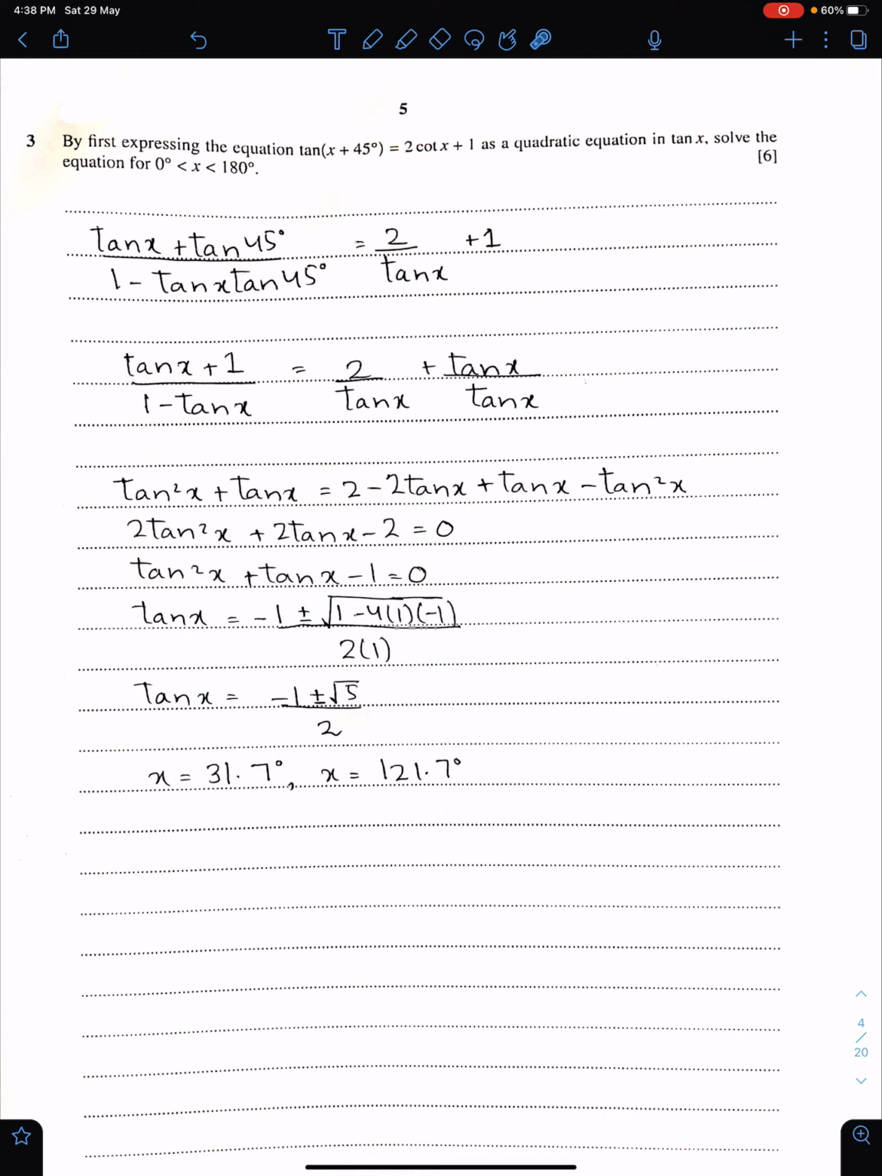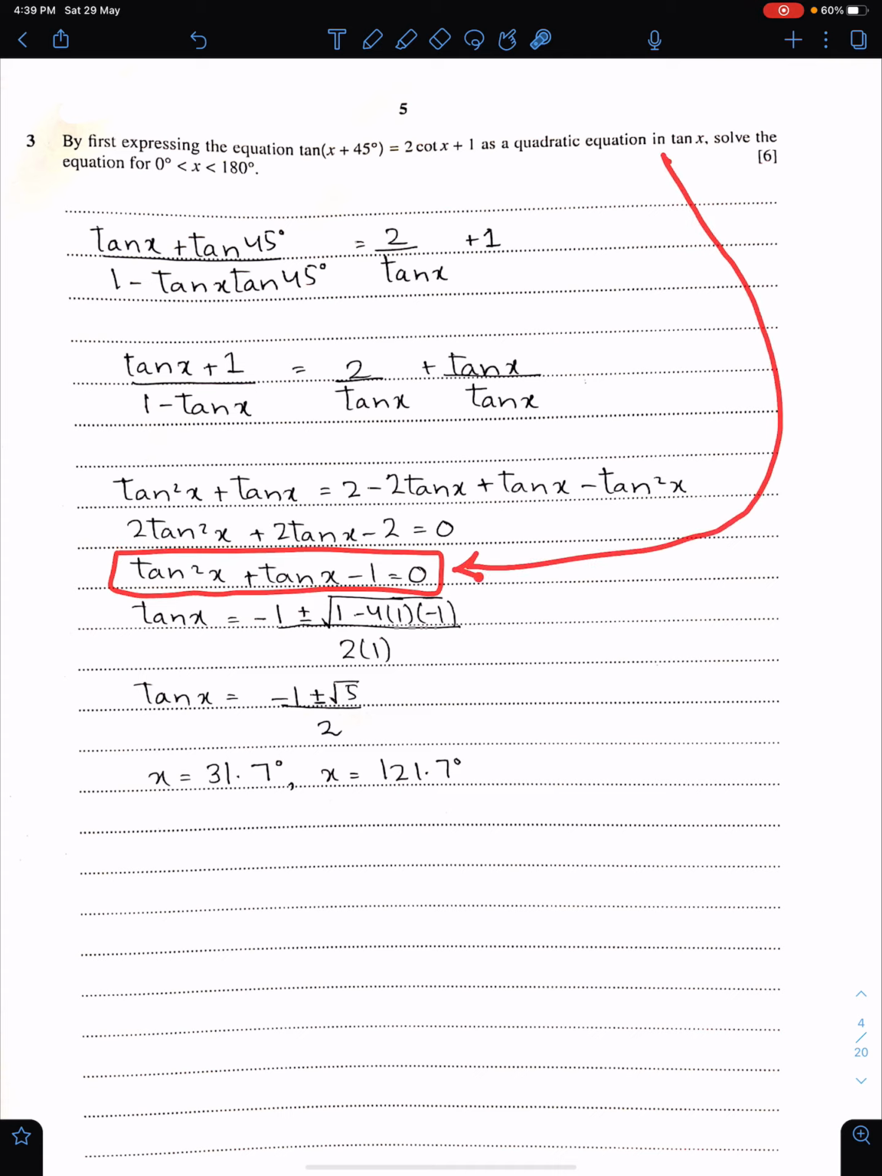Question number 3. By first expressing the equation as a quadratic equation in tan x, solve the equation for this domain. So by using the sum of angle formula of tan, we can expand this bracket, or we can simplify this tan function in this way. And you know cot is 1 upon tan x and tan 45 is 1. Therefore we have this equation. So by taking the LCM on right hand side and after the cross multiplication, we have this equation. And this is the required quadratic equation in tan x.